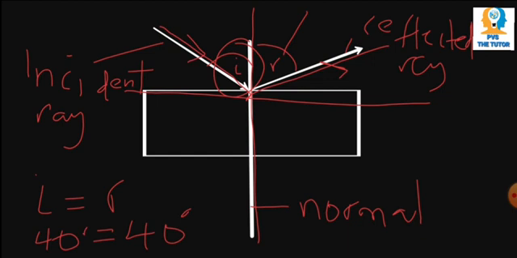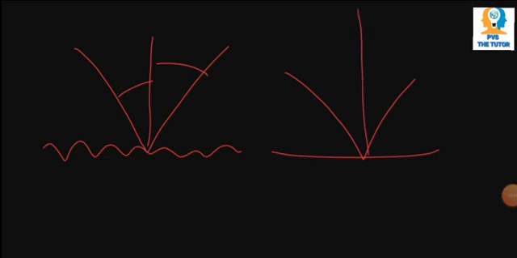That's one thing, another point that you must know. The angle of incidence is equal to the angle of reflection. So reflection can be on a rough surface like that. Reflection can also be on a smooth surface like that. Reflection can also occur on a plane mirror.